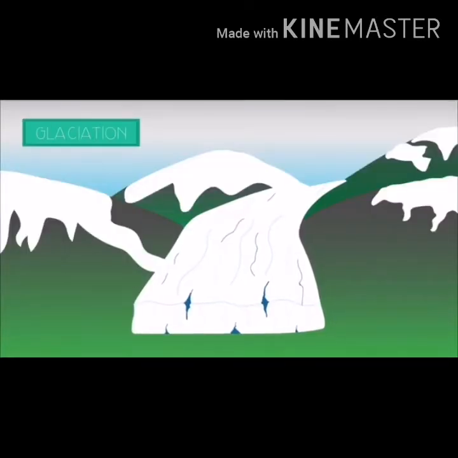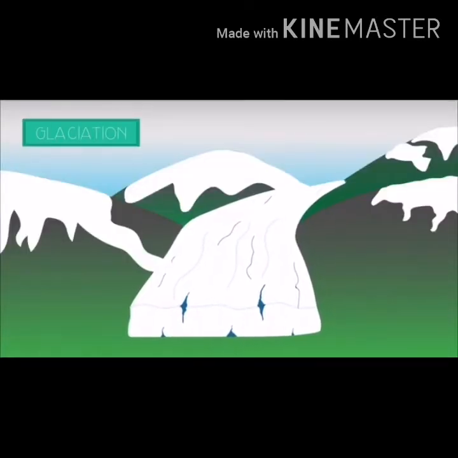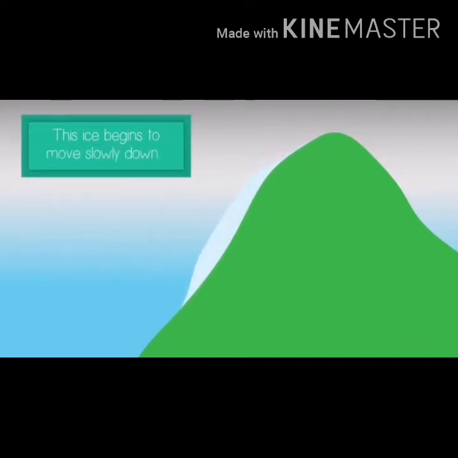Glaciation happened in the UK during the last ice age. Snow did not melt during this time in high altitude upland areas, so this snow was squeezed and compressed into ice. The snow collects on the tops of the mountains and in any hollows. This ice begins to move slowly downhill, eroding the ground with which it has contact.